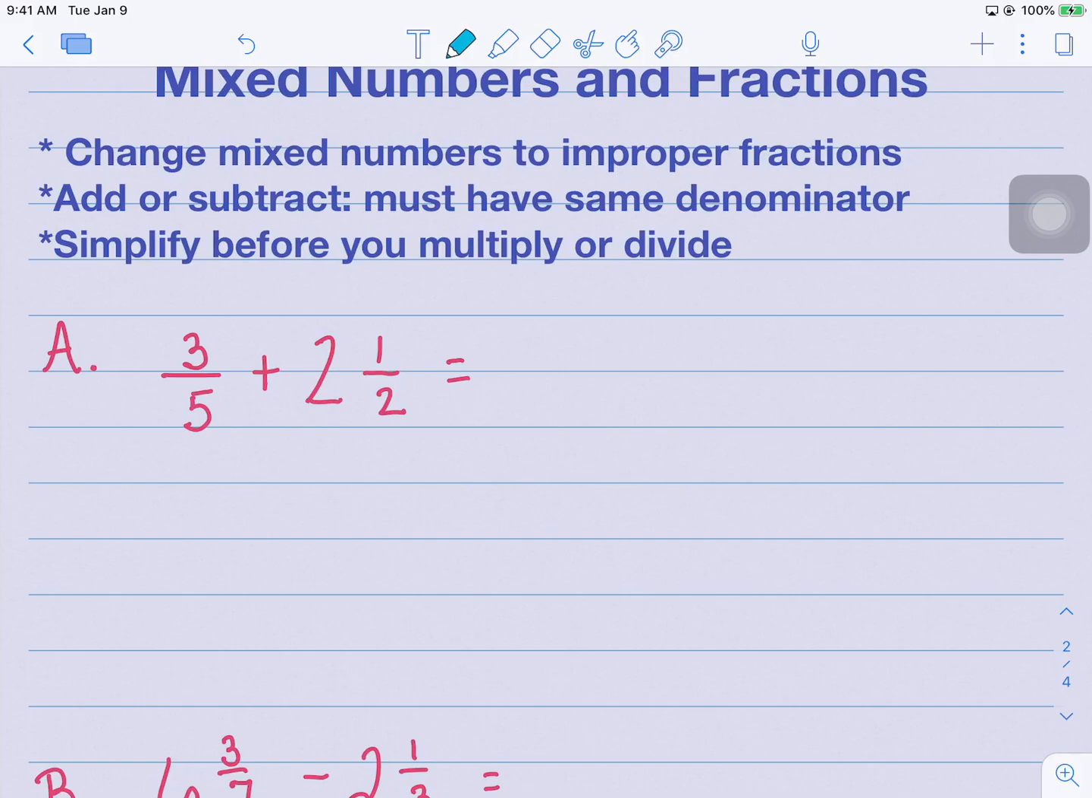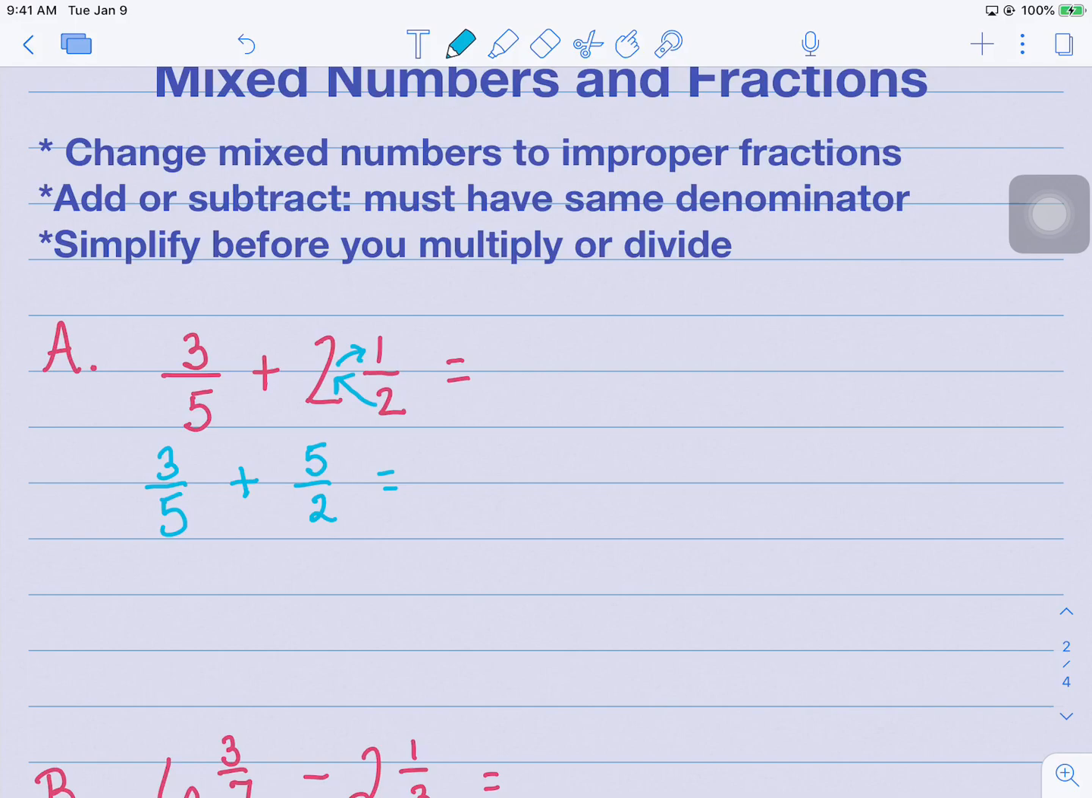So one of our main rules is we're going to change that mixed number first into an improper fraction. Remember, to do that, we take our denominator times our whole number, so 2 times 2 is 4, and then add our top number, and it goes all over our denominator. So 3/5 can stay. We didn't do anything to it. We're just rewriting the problem with our mixed number changed to improper. So 2 times 2 is 4, plus 1 is 5, and that goes all over 2.